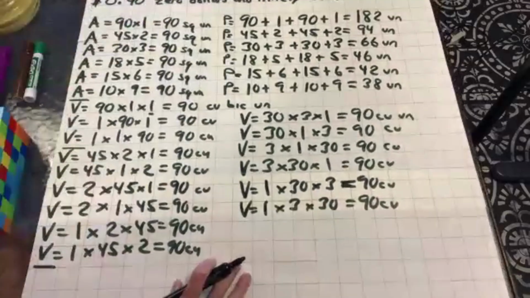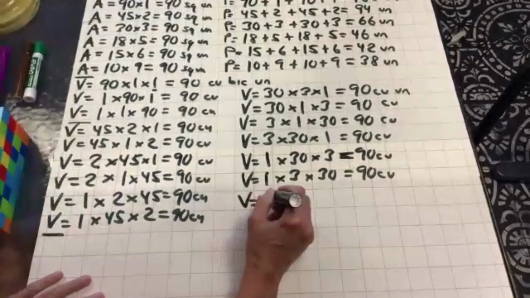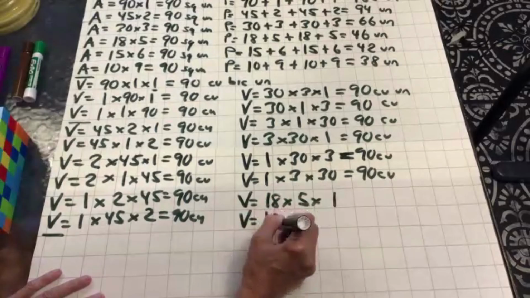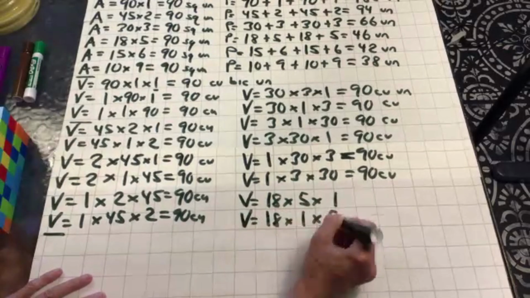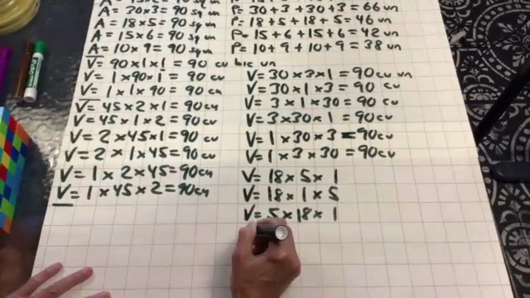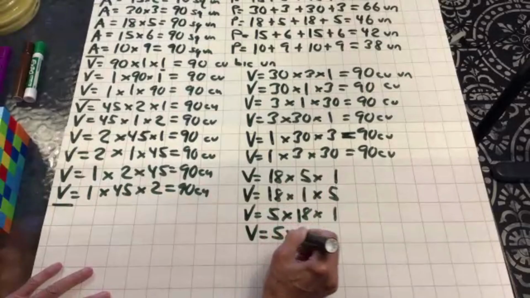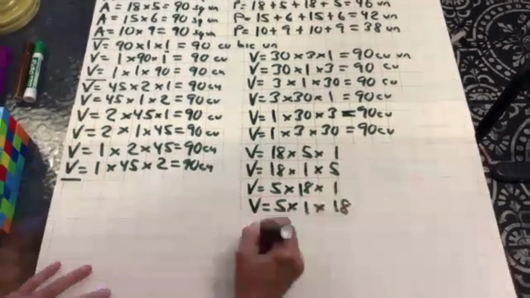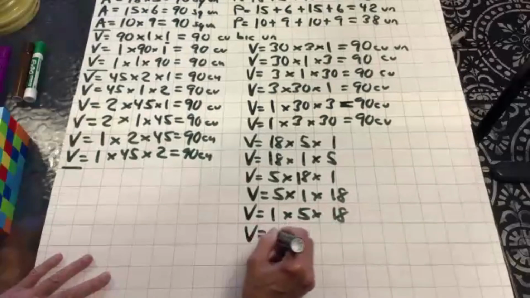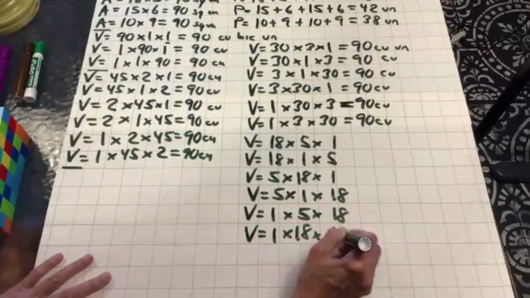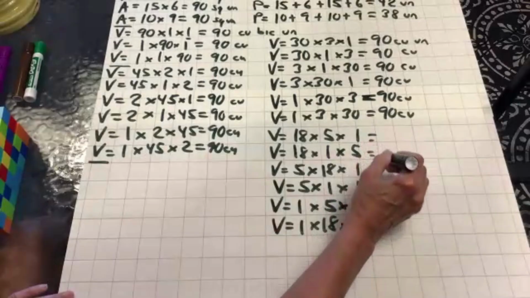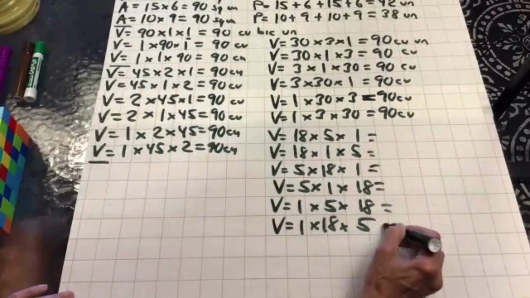Next, we have the 18 by 5 by 1. We have 18 by 1 by 5. We have 5 by 18 by 1. We have 5 by 1 by 18. We have 1 by 5 by 18. And we have 1 by 18 by 5. All right, let's go on to the next one. Those are all 90 cubic units.